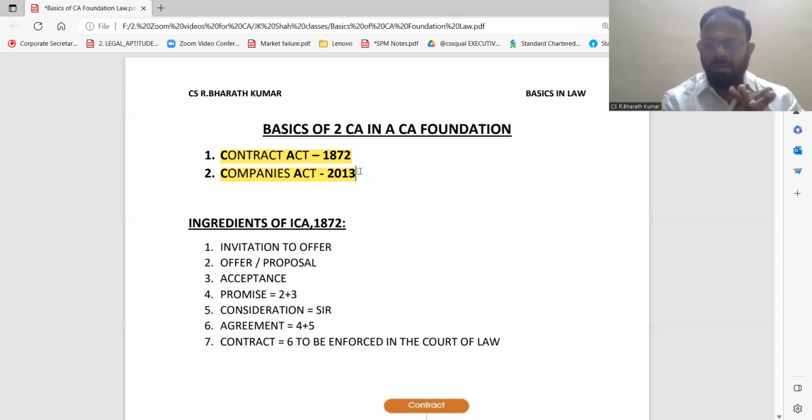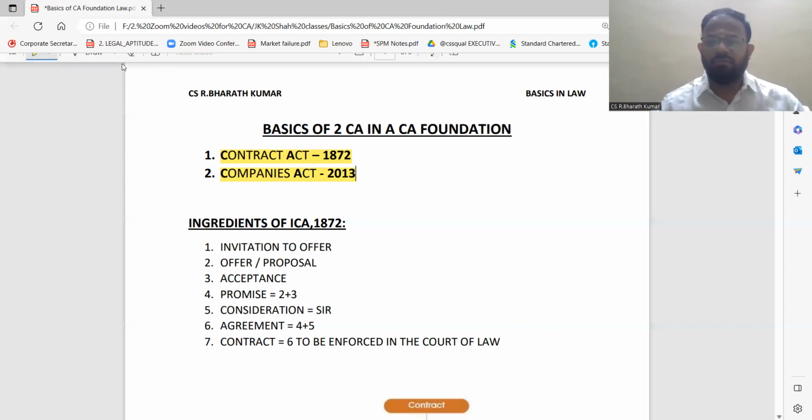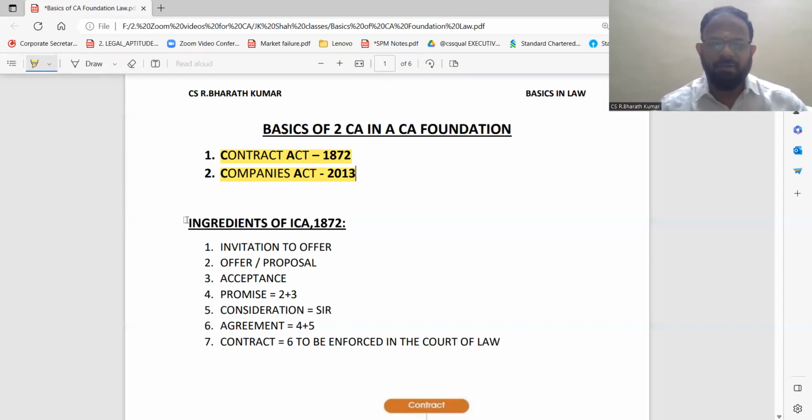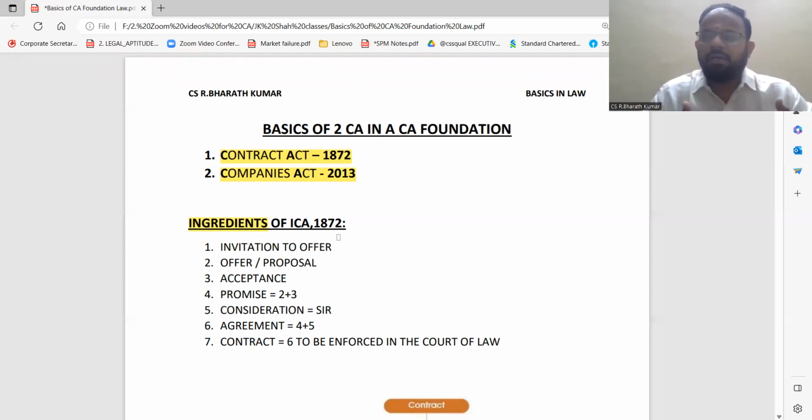Now let's go into the basics of the Indian Contract Act. To know about a contract, you just want to know the ingredients of the Indian Contract Act 1872. When we say ingredients, that means the contents that we need for a contract to be made between the parties to the contract. Now what are they?